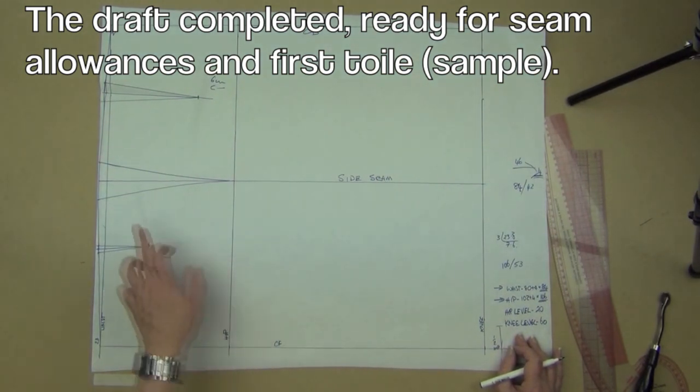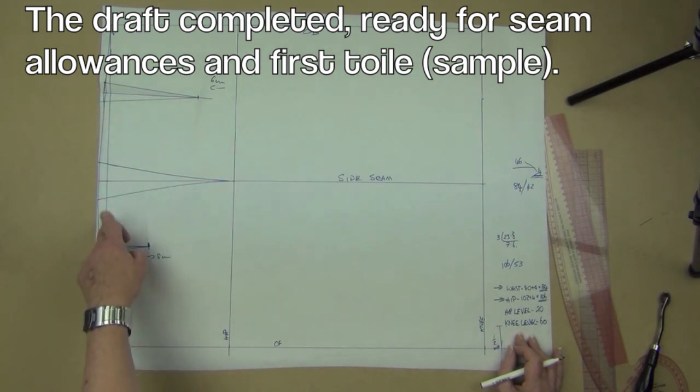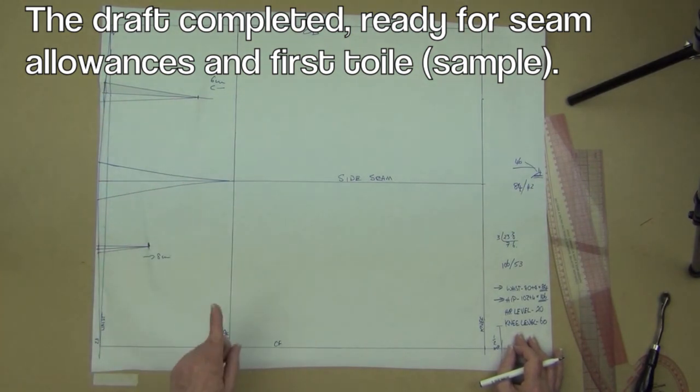For the making of the toile, I will probably put a zip in the side seam, and I will leave both the centre front and the centre back on the fold.